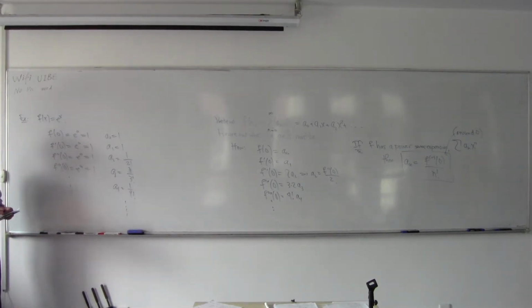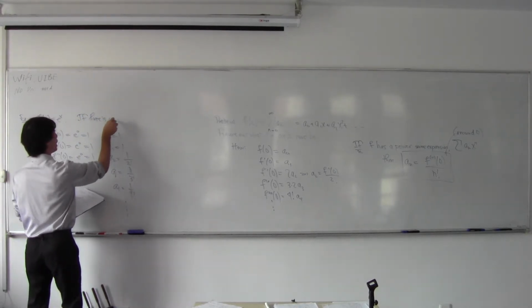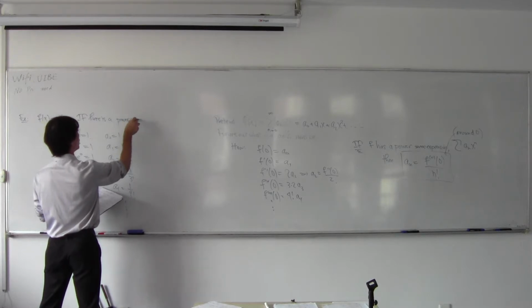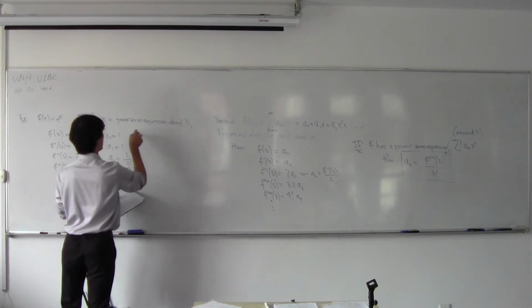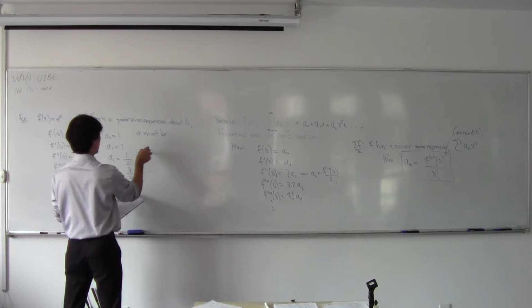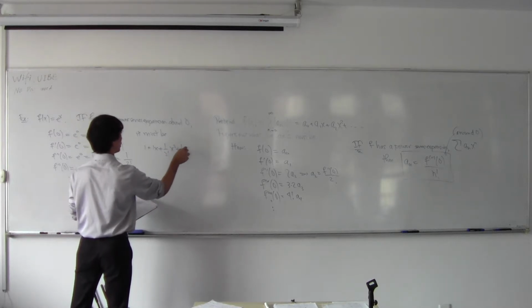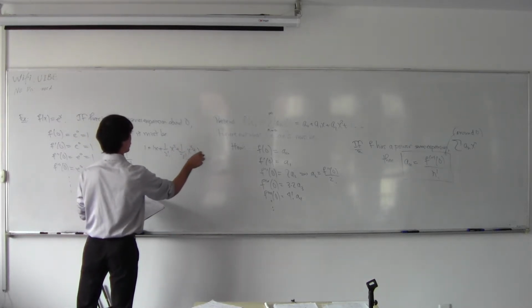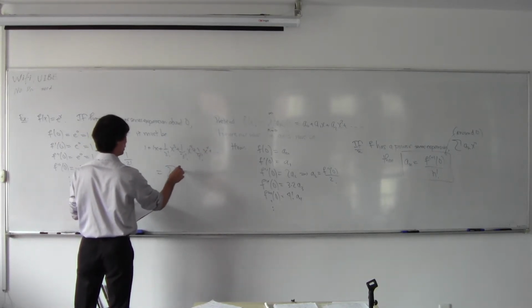Okay. So the point is that if there is a power series expansion about 0, it must be 1 plus 1x plus 1 over 2 factorial x squared plus 1 over 3 factorial x cubed plus 1 over 4 factorial x to the fourth, etc., etc. That is the summation of x to the n over n factorial as n goes from 0 to infinity.